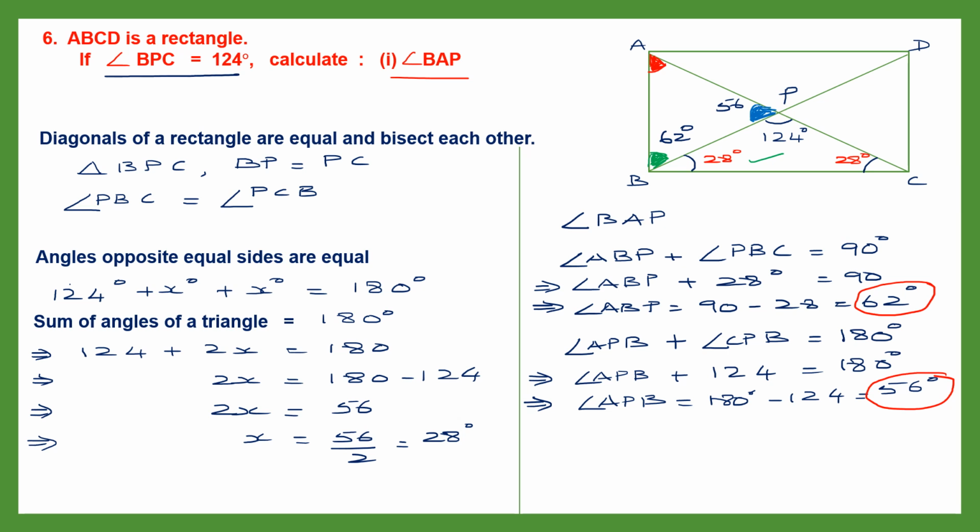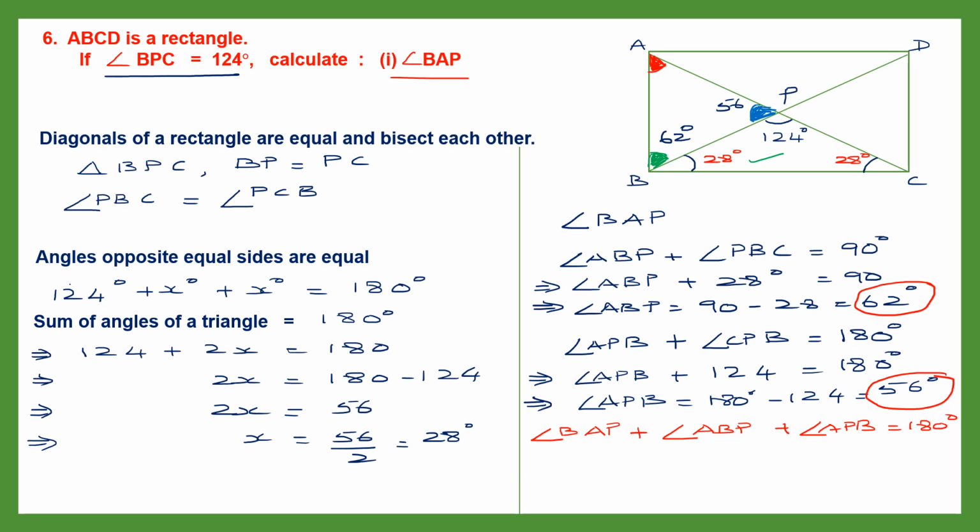So now we have two angles of this triangle. We can find angle A, isn't it? Because when you add up all three, you should get 180 degrees. The sum of angles of a triangle is equal to 180 degrees. So this is angle BAP. This is what we are asked to find out. So let me write that. Angle BAP plus angle ABP plus angle APB. All this should add up to 180 degrees.